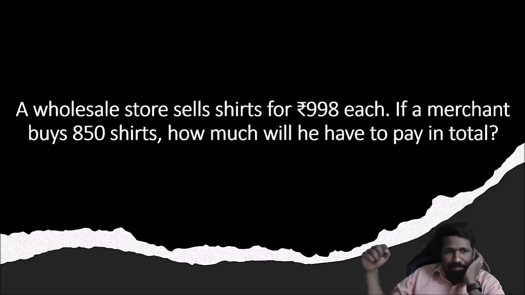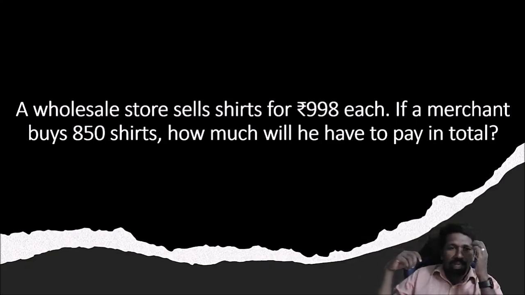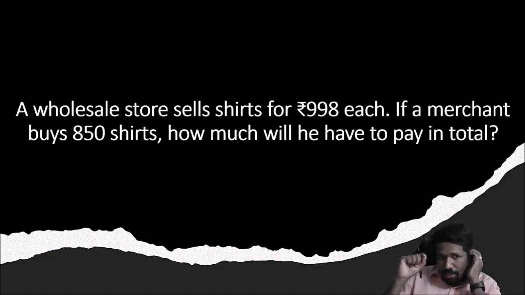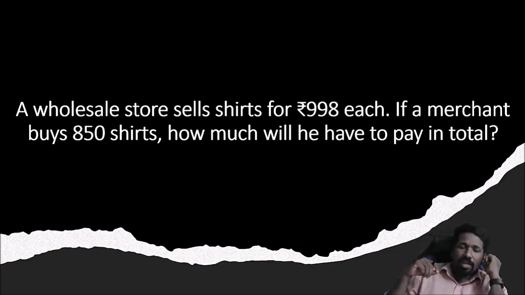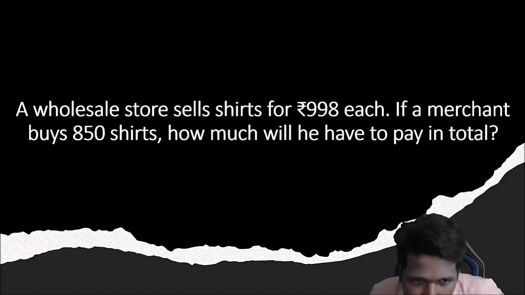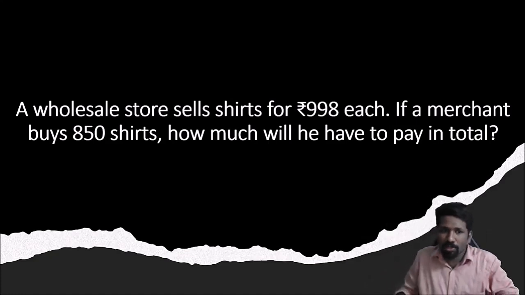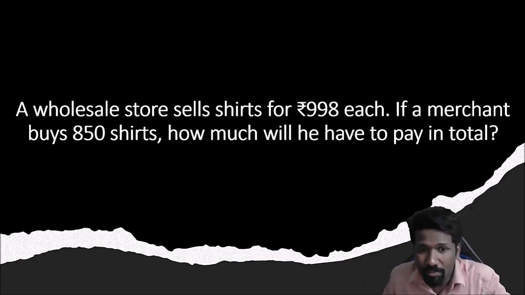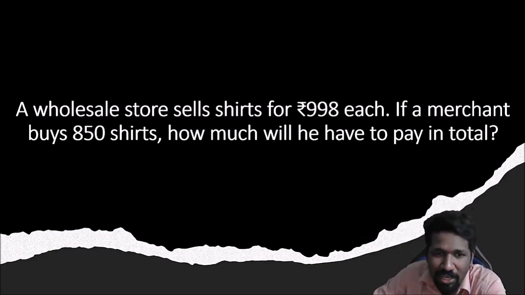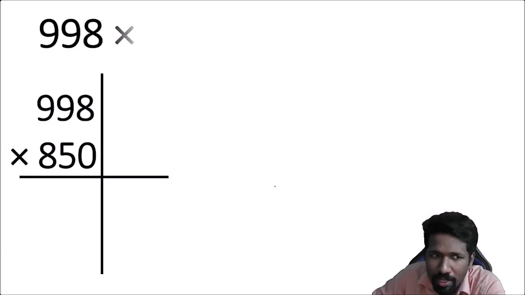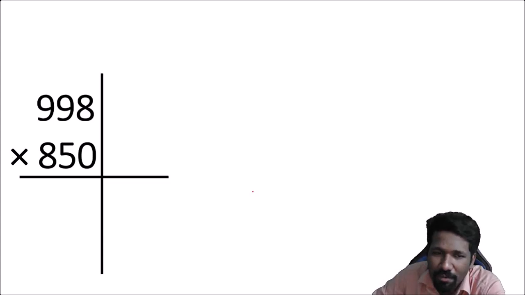Okay, I'll explain. The wholesale store sells shirts for rupees 998 each. So the cost of each shirt is 998 rupees. To purchase a shirt, you have to give 998 rupees. If a merchant buys 850 shirts, how much will he have to pay in total? So if you are the merchant and you have to buy 850 shirts, for one shirt 998, for 850 shirts the cost will be 998 into 850 or 850 into 998.